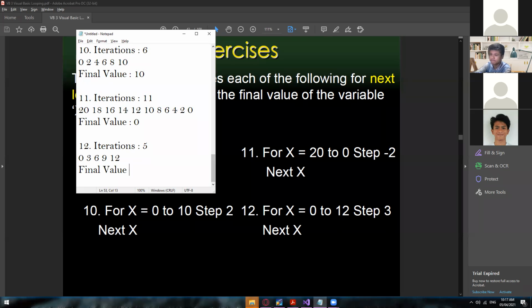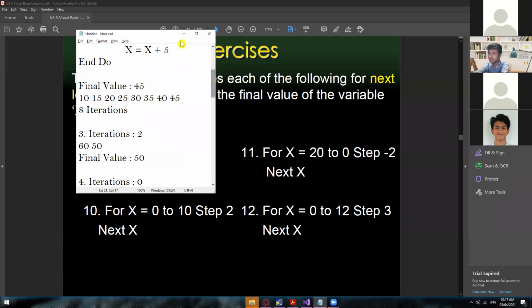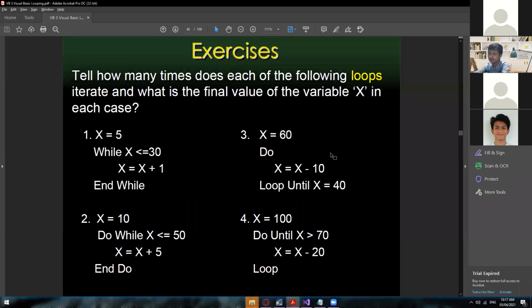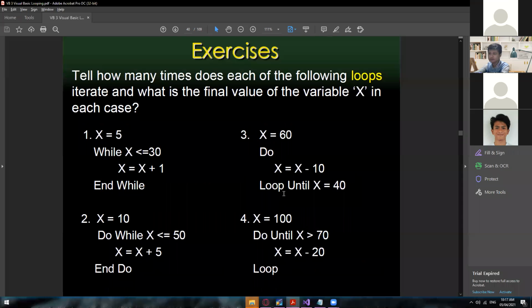And then what is our final value? Okay, so whatever is that value in there, that's your final value. Okay, so were you guys able to understand number 12? Or I think I'll change the question. Were you guys able to understand this exercise from number 1 to number 12?